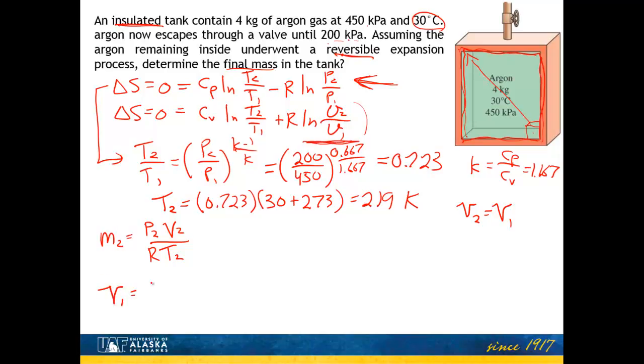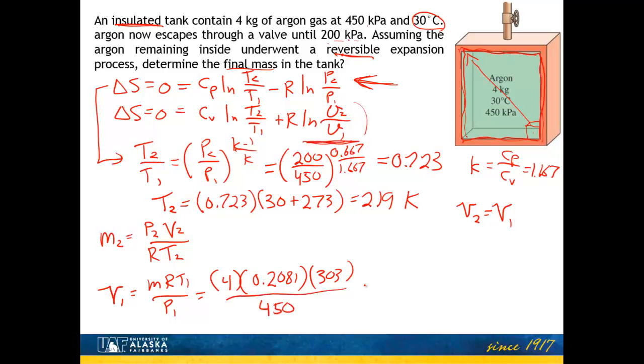So V1 is equal to M R T1 over P1. So put our numbers in there where we were initially. This has 4 kilograms, and my value of R is 0.2081. All right, that's for CO2. And my initial temperature was this 273 plus 30, or 303. And then I'm going to go ahead and divide that by my initial pressure, 450 kilopascals, giving my initial volume 0.5605, and that is cubic meters. And those are the same, so now I can come back up to find M2.